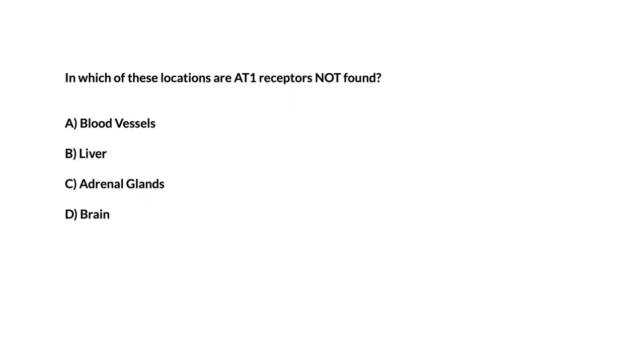Last question. In which of these locations are AT1 receptors not found? So in other words, where does angiotensin II not have a major effect? So we know it's going to constrict our blood vessels, so it can't be A. We know it's going to have an effect on the adrenal glands in order to release aldosterone. And we also know it's going to act on the pituitary and the hypothalamus in the brain to increase thirst and to release ADH. So the correct answer is B, the liver, where angiotensin II does not have a major effect.